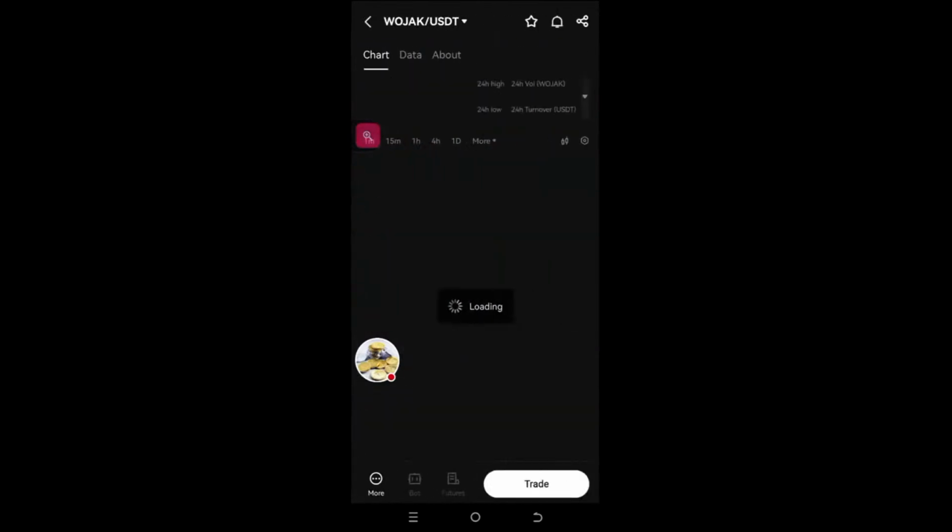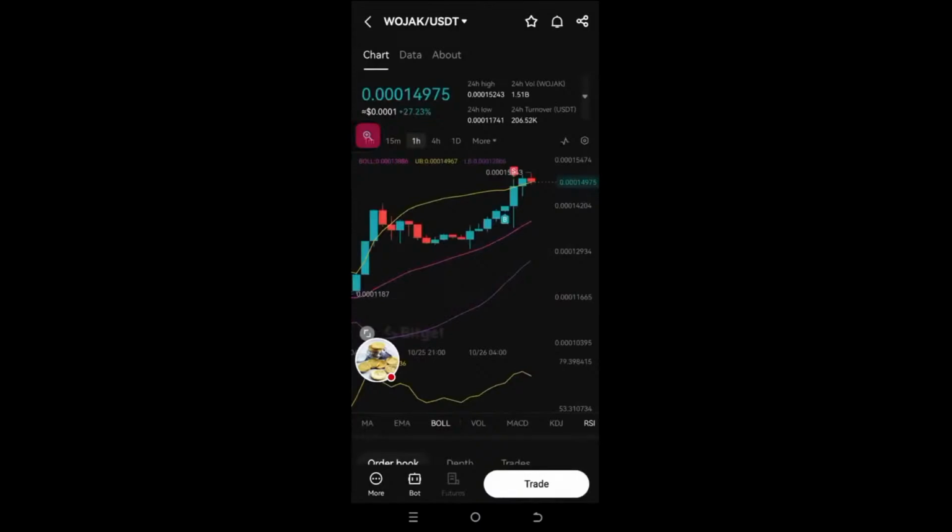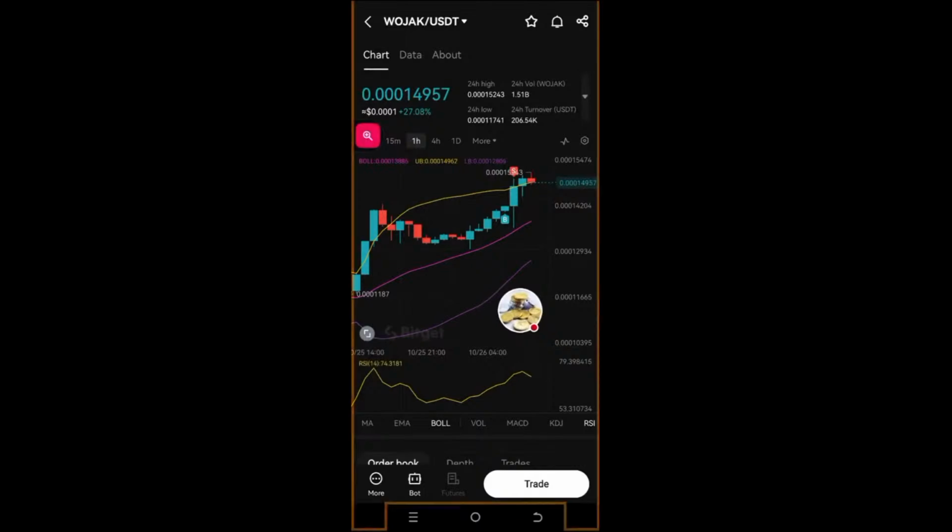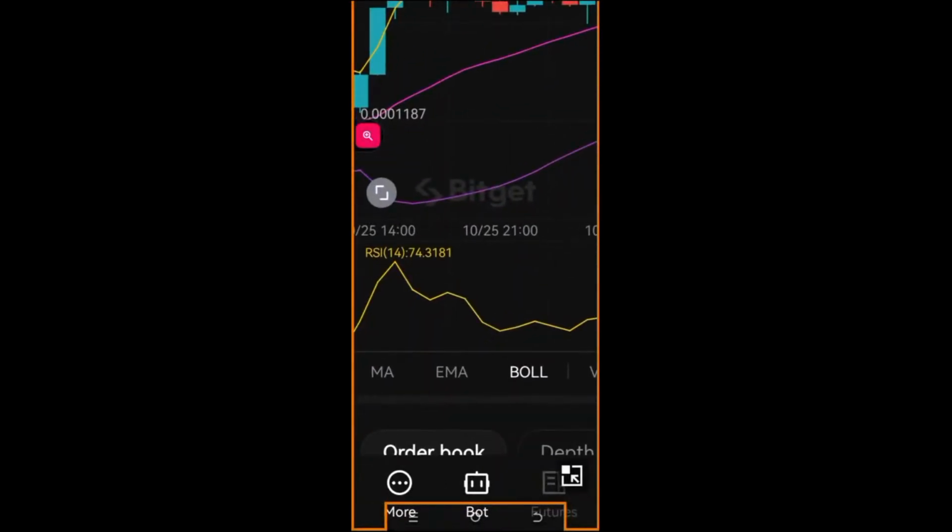Let's see the charts. Wojak did well, and it's now going down. It has to have its pullback time, of course. We can see that the Bollinger Band is still going up. Beautiful. Still going up. And the RSI is, that's it.